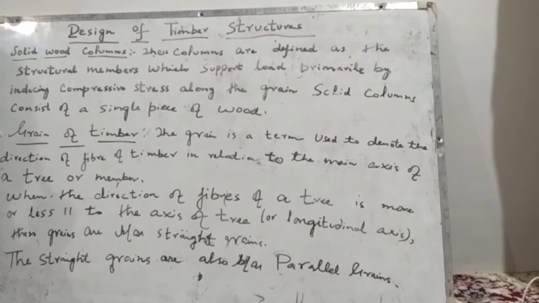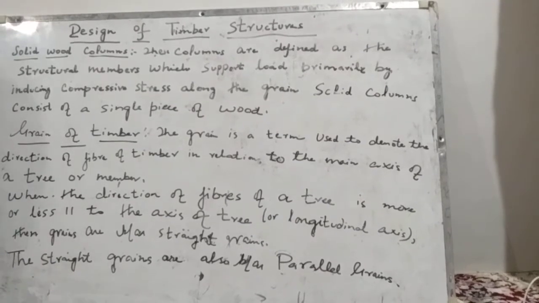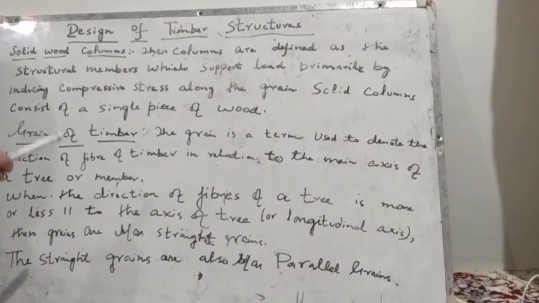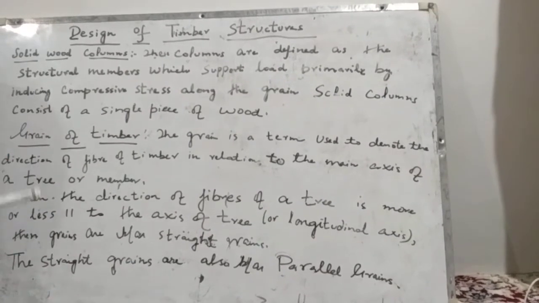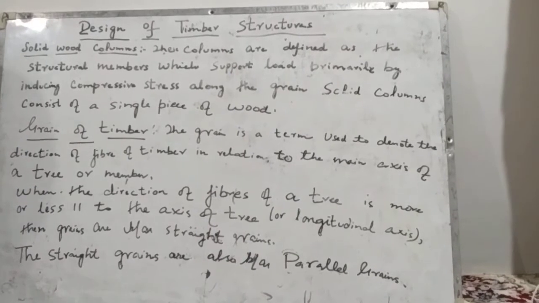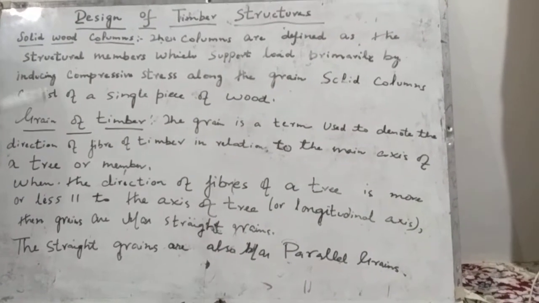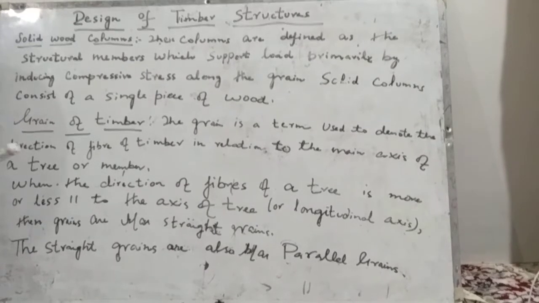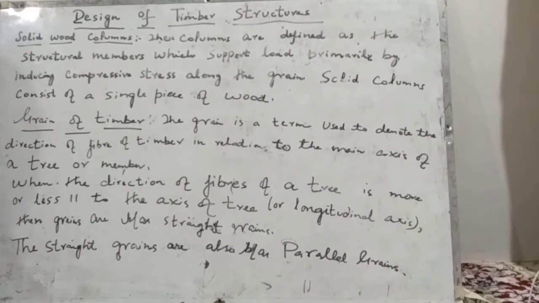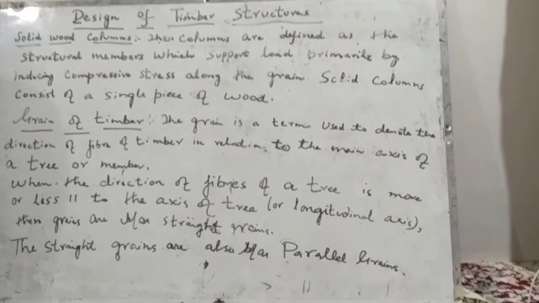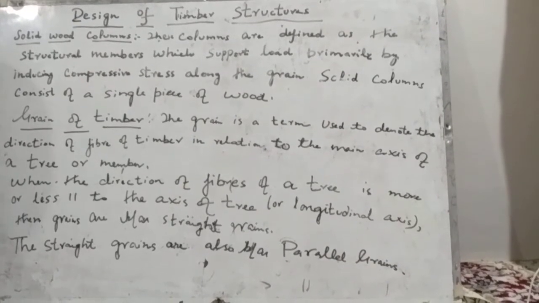Now what do you mean by grain of a timber? The grain is a term used to denote the direction of fiber of a timber in relation to the main axis of a tree or member. When the direction of fibers of a tree is more or less parallel to the axis of a tree or longitudinal axis, then the grains are known as straight grains. And these straight grains are also known as parallel grains.